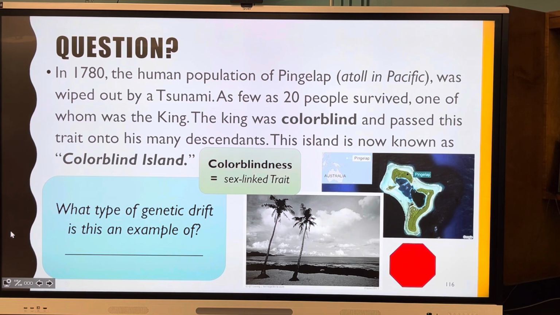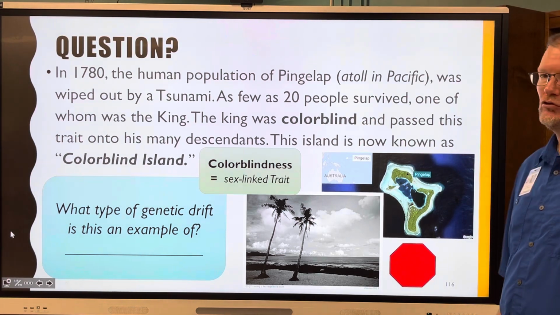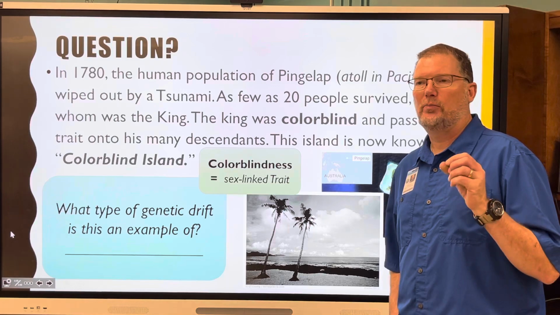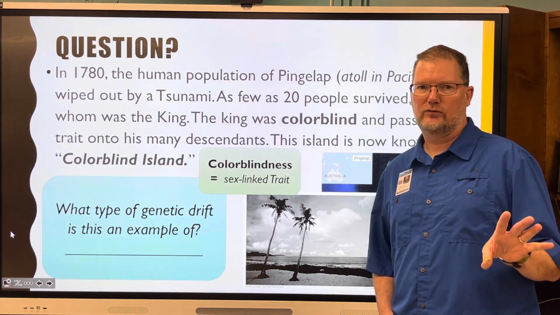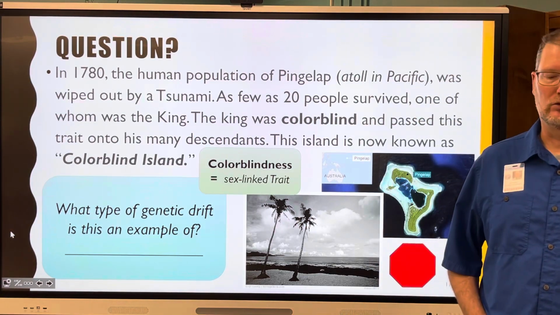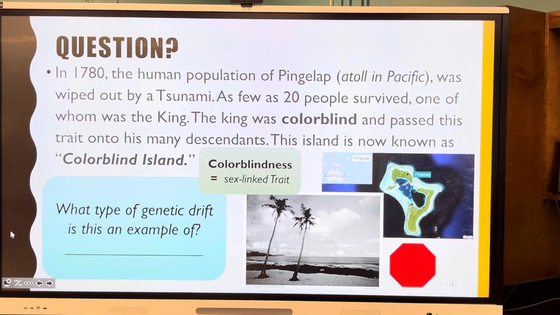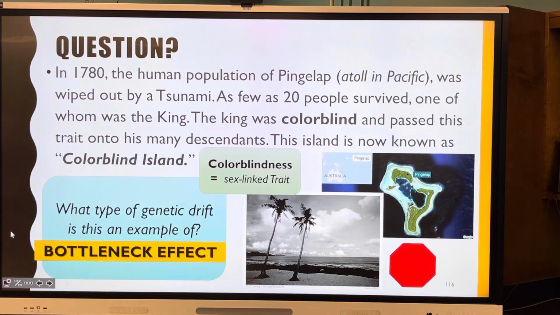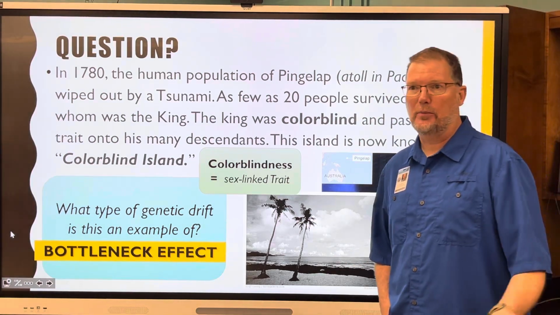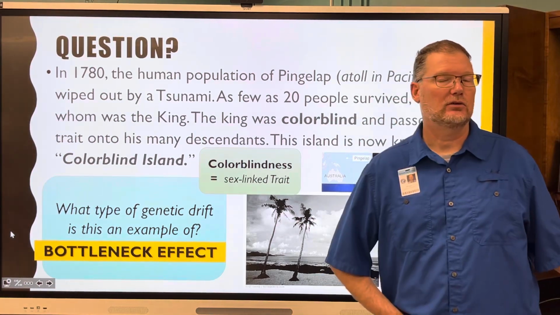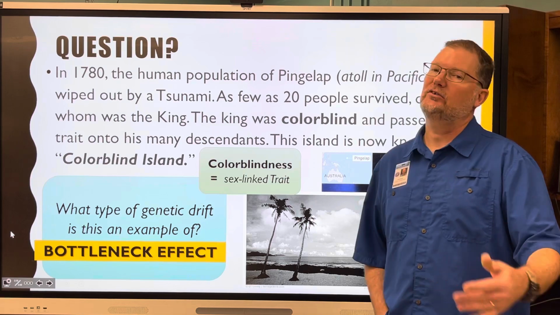What type of genetic drift is this an example of? The key is, look back in your notes, most of the population was killed off. What is that called? Bottleneck effect. Okay? So that may be a question or a similar question on an upcoming test or the EOC.